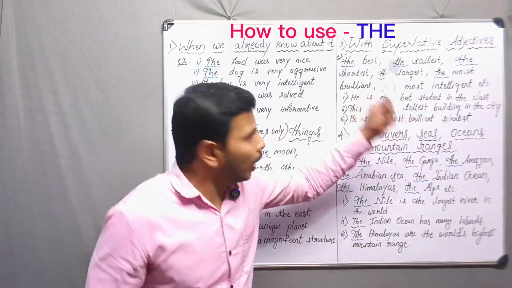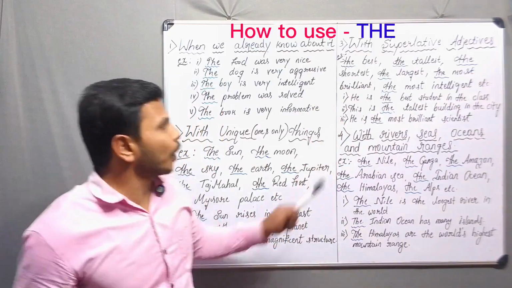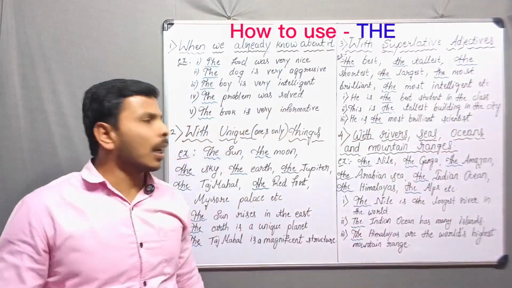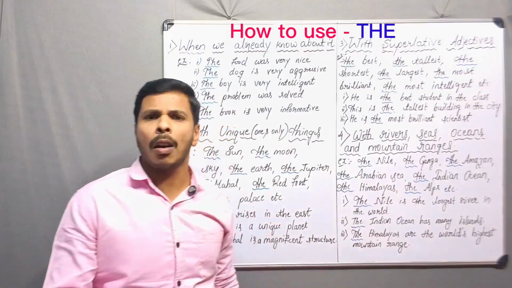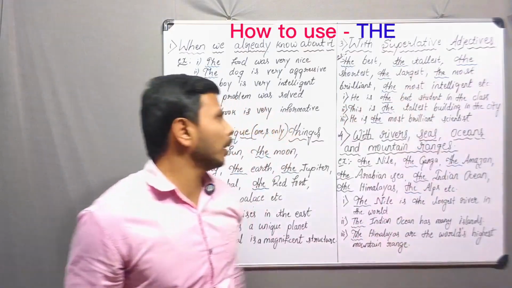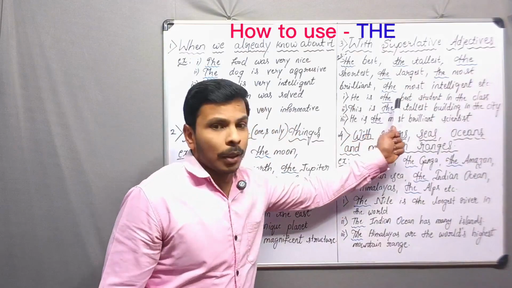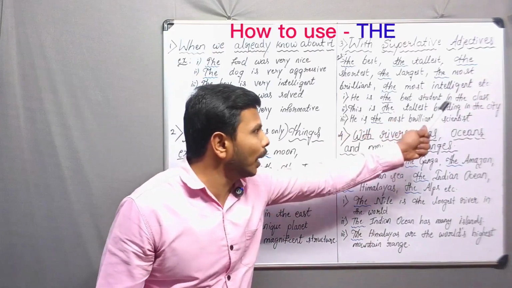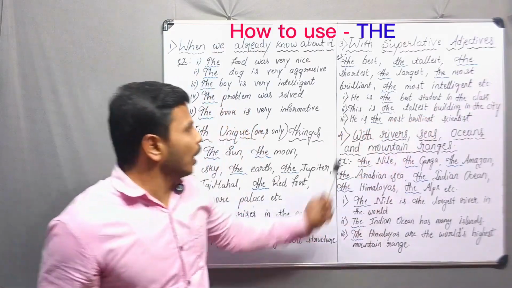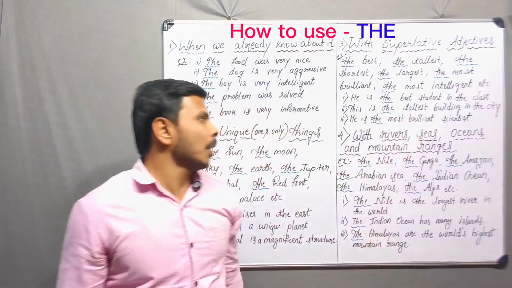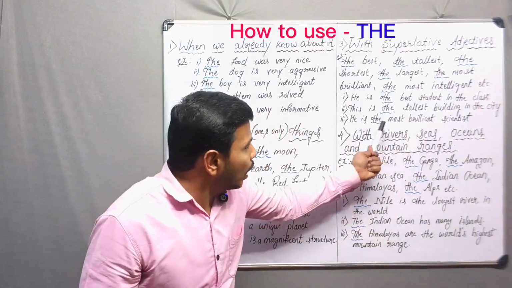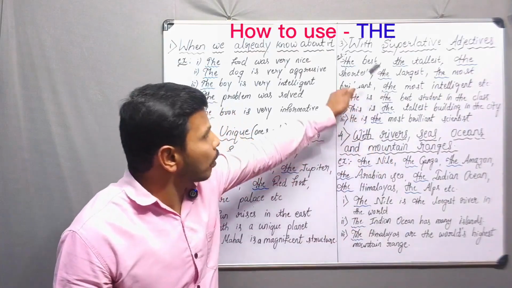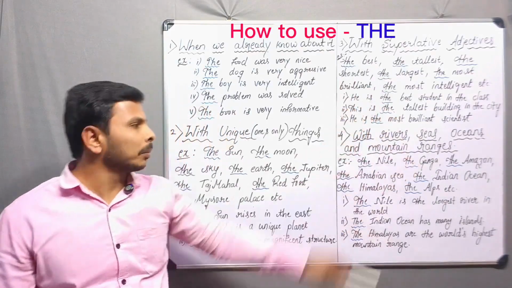With superlative adjectives, before them we use "the". For example, he is the best student in the class. I cannot say "he is a best student". Wrong. He is the best student in the class. This is the tallest building in the city, not "a tallest". He is the most brilliant scientist. Here also I use "most" and I use "the". So like this, with superlative adjectives also we use "the".